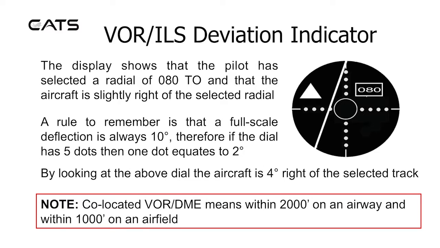VOR ILS deviation indicator. The display shows that the pilot has selected a radial of 080 and that the aircraft is slightly right of the selected radial. A rule to remember is that a full-scale deflection is always 10 degrees. Therefore, if the dial has 5 dots, then 1 dot equates to 2 degrees. By looking at the above dial, the aircraft is 4 degrees right of the selected track. Note, the co-located VOR DME means that it's 2,000 feet within an airway and within 1,000 feet on an airfield.